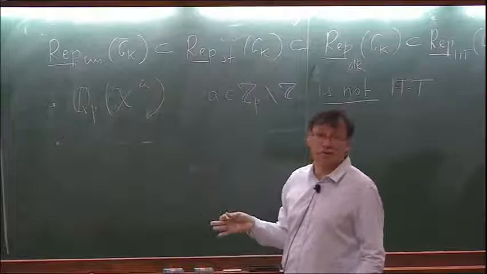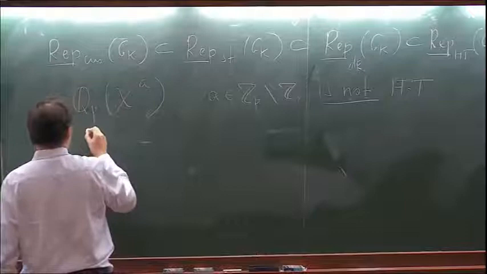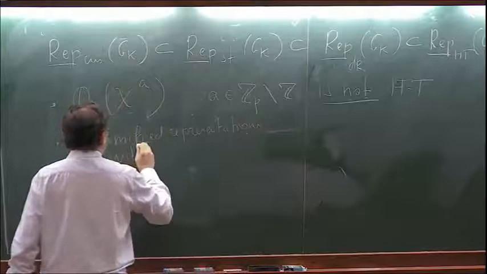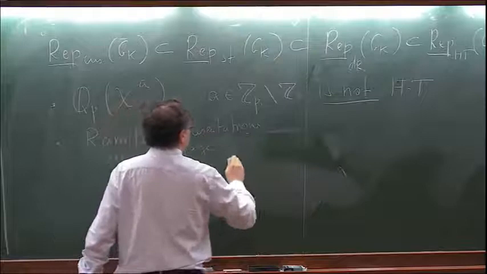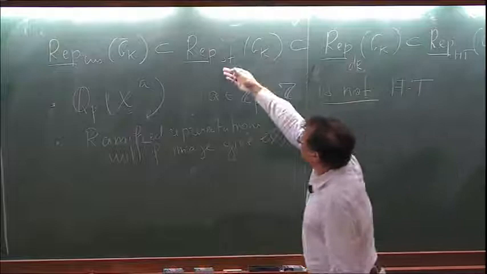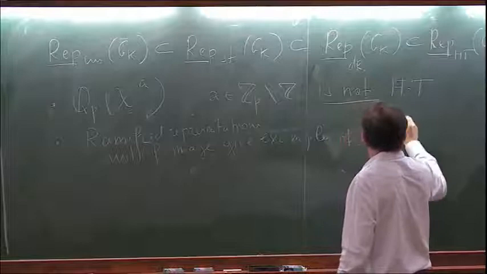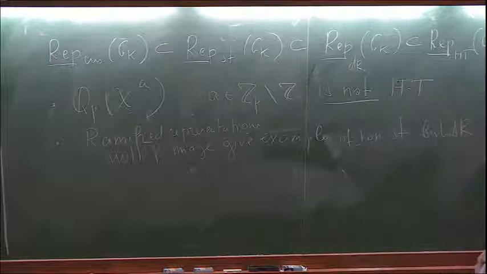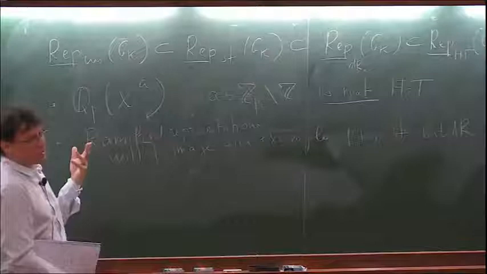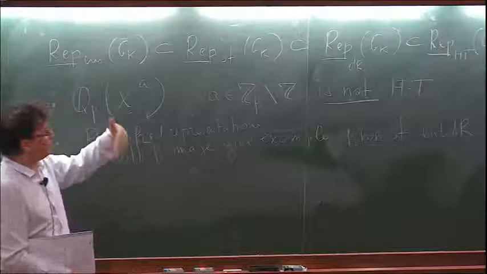Just some comments. It's easy to construct a p-adic representation which is not Hodge-Tate, for example taking a p-adic power of a cyclotomic character where a is not an integer. It is not Hodge-Tate. So we see that this is a strict inclusion. It is also easy to see that the class of semi-stable representations is strictly smaller than the category of de Rham representations. It can be easily constructed using ramified representations with finite image.